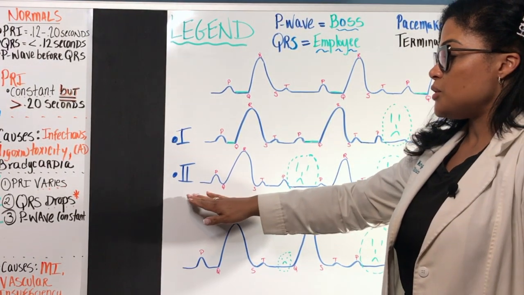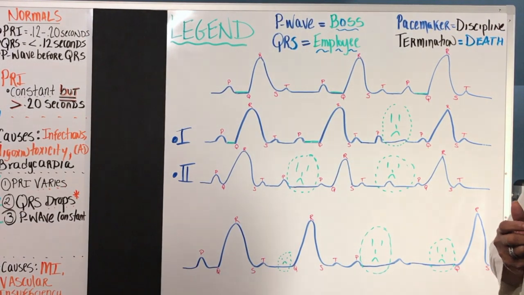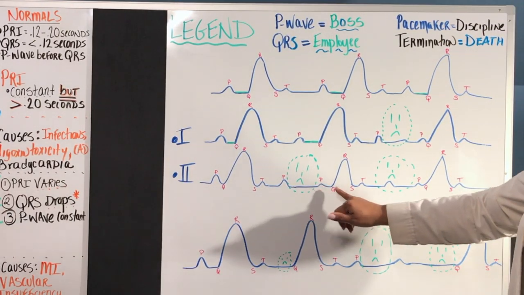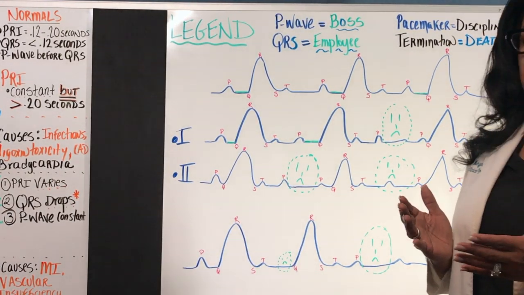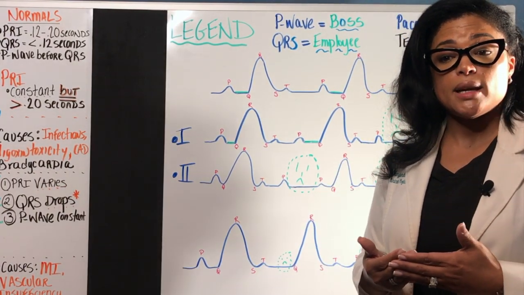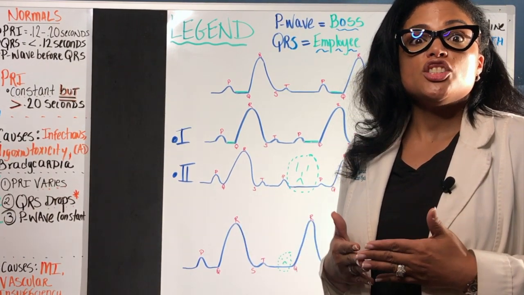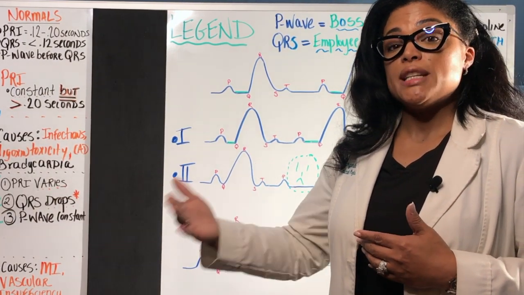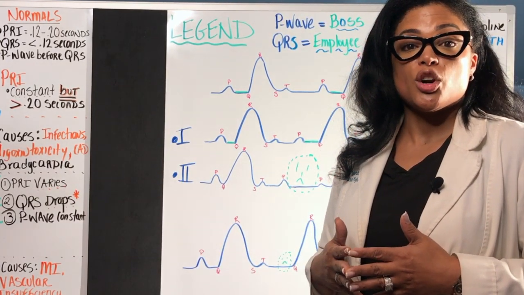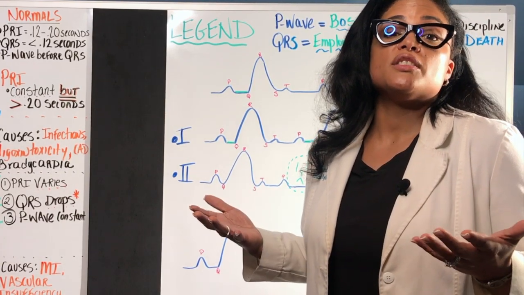Then we go to type 2. Type 2 second degree AV block. Here, you know what? Now the boss is still waiting at work. You see the P wave? But instead of the employee being later and later, he is late on Monday, and on Tuesday doesn't come to work at all. So there is no minimum of 2 days in a row getting later and later to work. Now he comes to work late, and on the next day, he doesn't come at all. He feels that he doesn't have to show up.